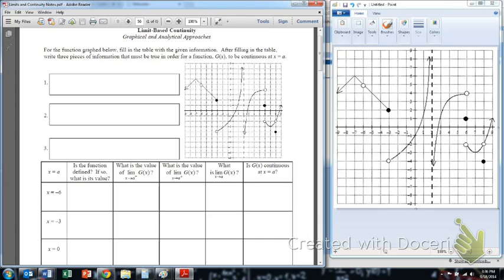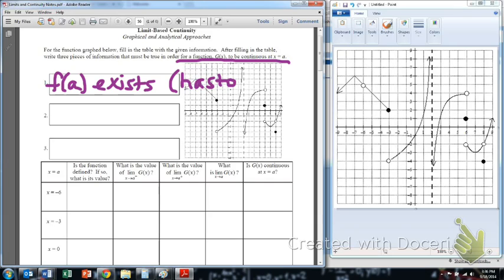In order for a function to be continuous at A, f of A has to exist. That means that there has to be a closed dot. Right? f of A has to exist.